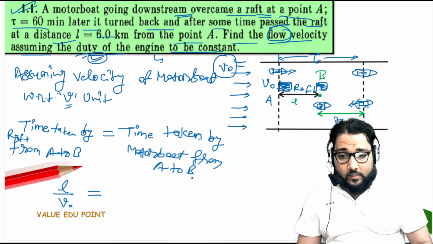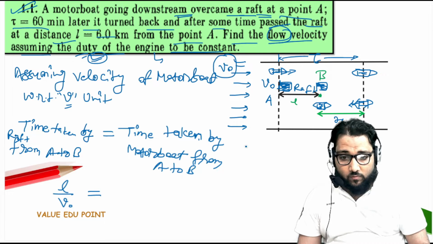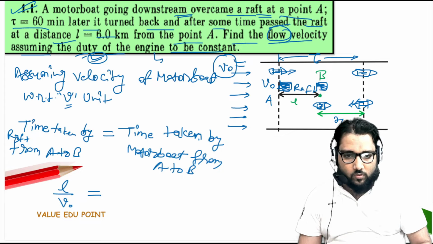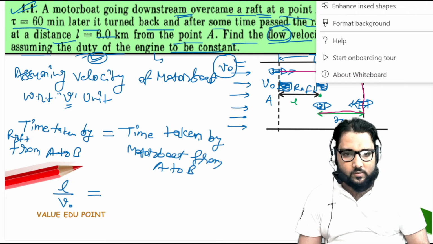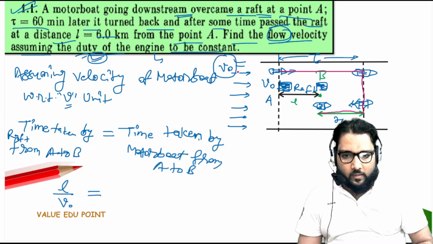And the time taken by the motorboat from A to B. The motorboat goes first in this direction, then comes in this direction. So guys, you can see the motorboat's journey will be in such a way. First the motorboat goes from here to here. He travels some distance, and again he comes in this direction. Right or wrong?